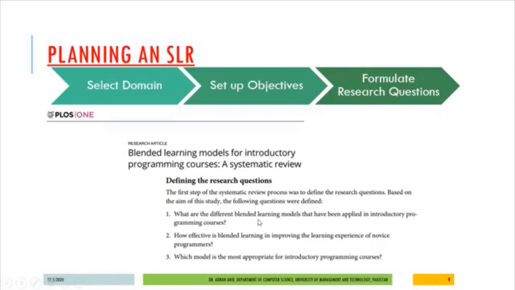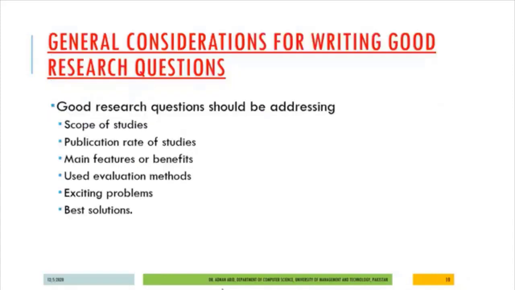So what are different blended learning models that have been applied? This is the first thing. And how effective is blended learning? So finding the models is the first question, their effectiveness is the second question, and out of those models, after reviewing so many different approaches for blended learning for computer programming, which one do the authors of this article think seems to be the best choice. So these are the 3 research questions which obviously have associated objectives and motivations for conducting this SLR.